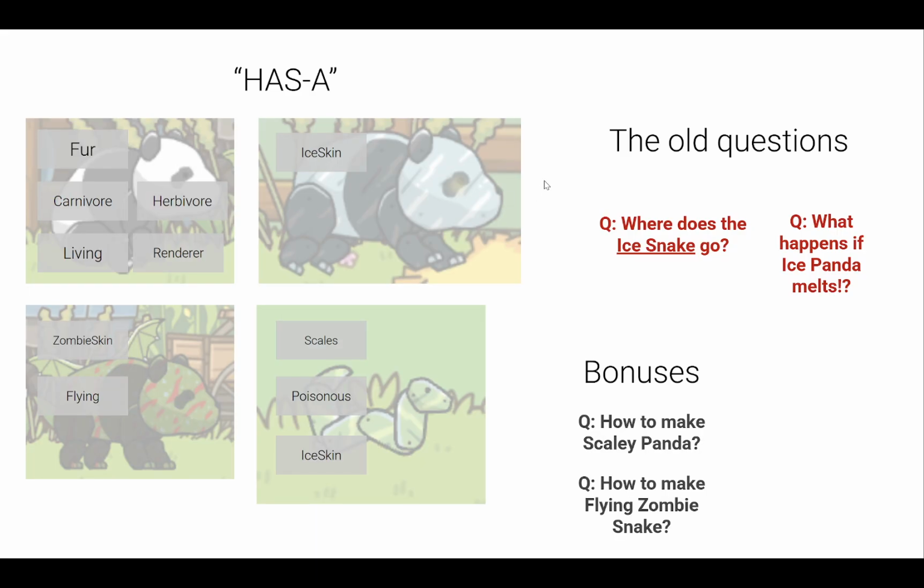Okay, bonuses. How do you make a scaly panda? Well, once you made the scale component for the snake, if you wrote that component really well, a high-quality, reusable component, you can take it off the snake and just pop it onto the panda, and now you have a panda with scales, okay? And there you go. How to make a flying zombie snake. Take the zombie skin component off the Lovecraftian panda and the flying component, pop it onto the snake, and you're golden, okay? Just like that.